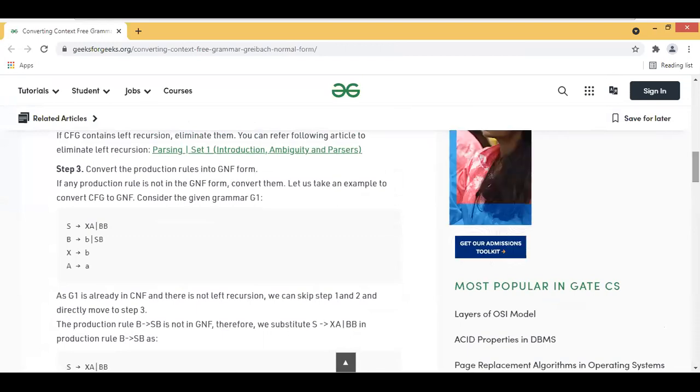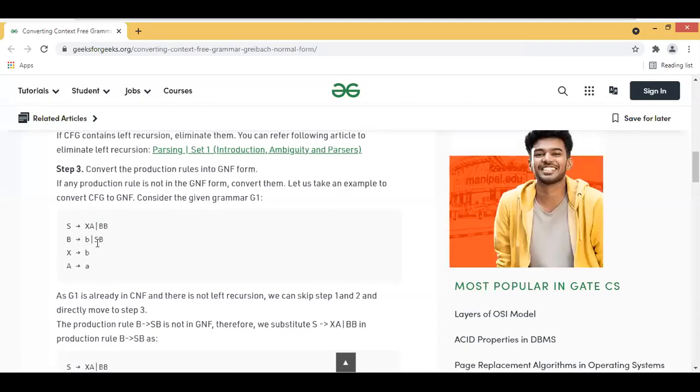And here consider the given grammar. What is the given grammar: S tends to XA or BB, B tends to B or SB, X tends to B, A tends to A. So this is the given grammar, right? This grammar is already in CNF, so no need to convert it into CNF. How can I say that it is in CNF? S tends to two variables, B tends directly to a terminal, B tends to two variables, X tends to a terminal, A tends to a terminal. So everything is in the form of CNF, right?